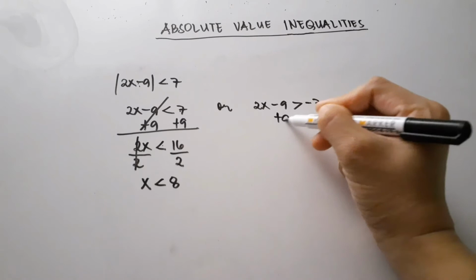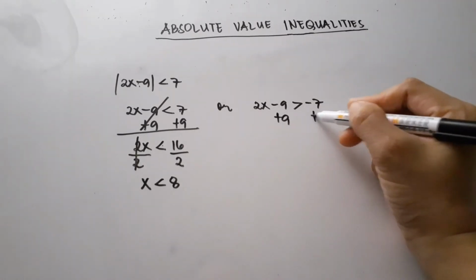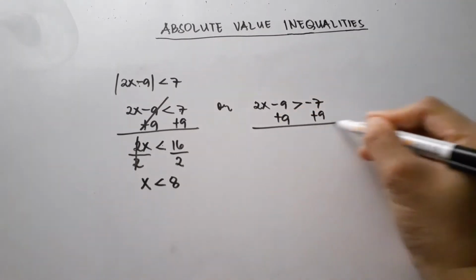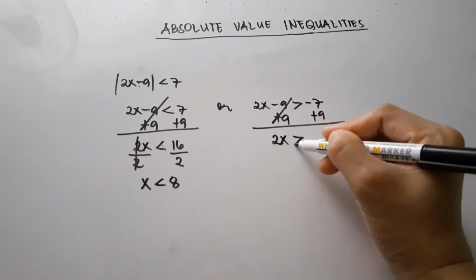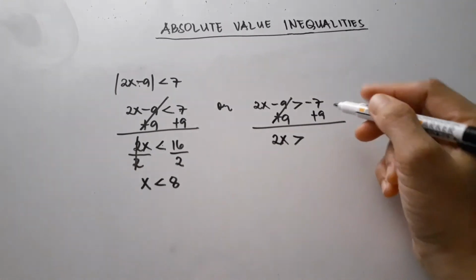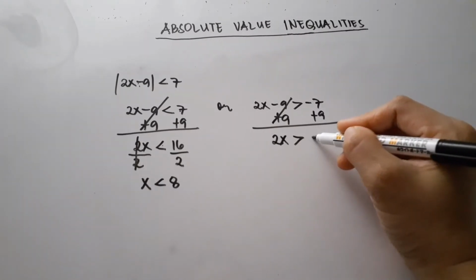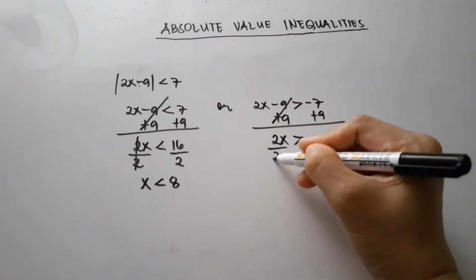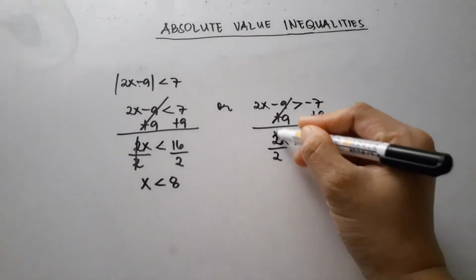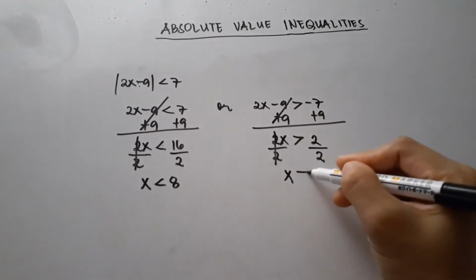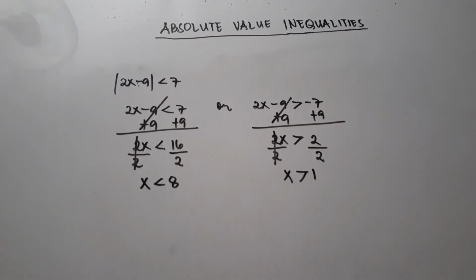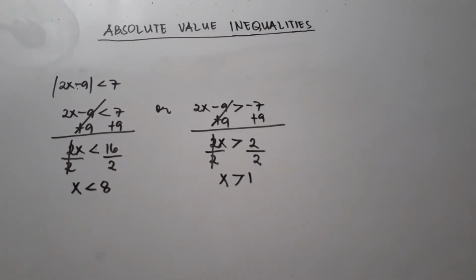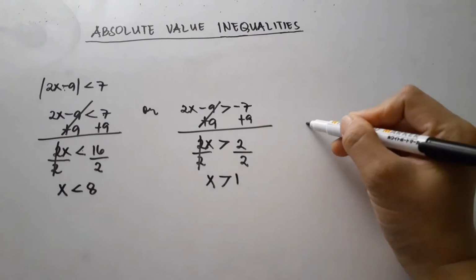For the negative equation, we also add positive 9 to both sides. So 2x is greater than negative 7 plus 9, which is 2. Then divide both sides by 2. Therefore, the value of x is greater than 1. In interval notation, we can draw the number line.